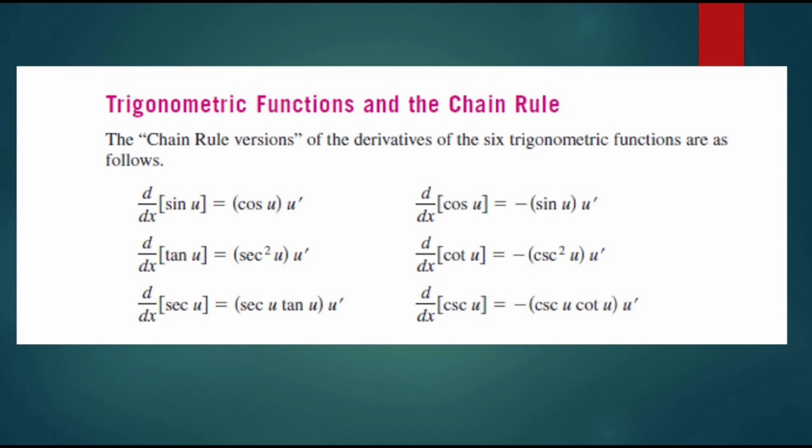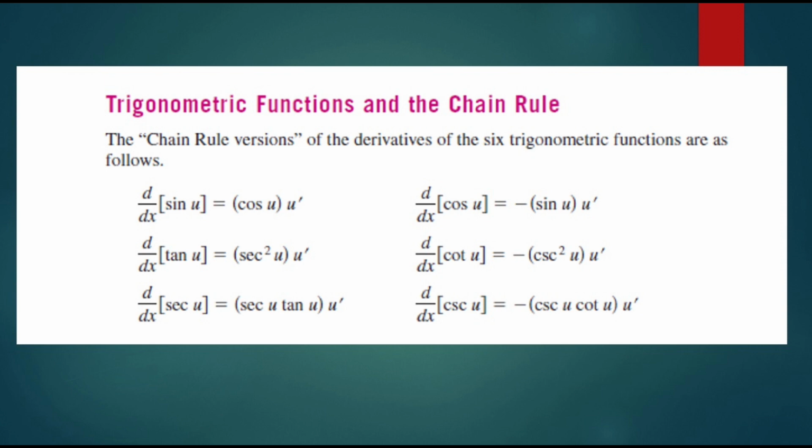Trigonometric functions and the chain rule. The chain rule versions of the derivatives of the 6 trigonometric functions are as follows. Derivative of sine u is equal to cosine u times u prime. Derivative of tangent u is equal to secant squared u times u prime.